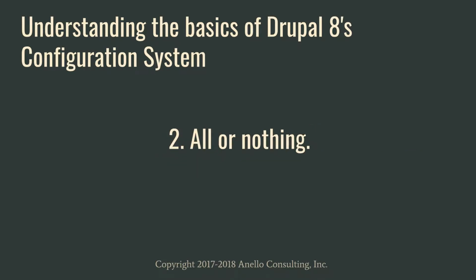Number 2, it's all or nothing. Features in Drupal 7. You create a feature to manage part of your site. A new content type and a view and maybe a text format or something over here. That feature only controls that slice of your site. In Drupal 8, the configuration system manages all of your site configuration. You can't say, I only want it to manage my content type configuration. It's all or nothing. When we use the drush commands to import or export configuration, it's importing all the configuration or exporting all the configuration.